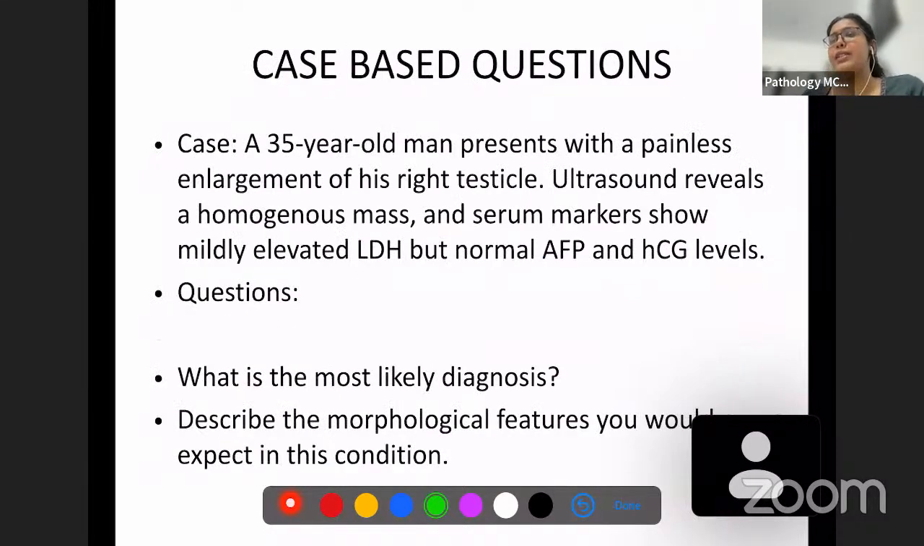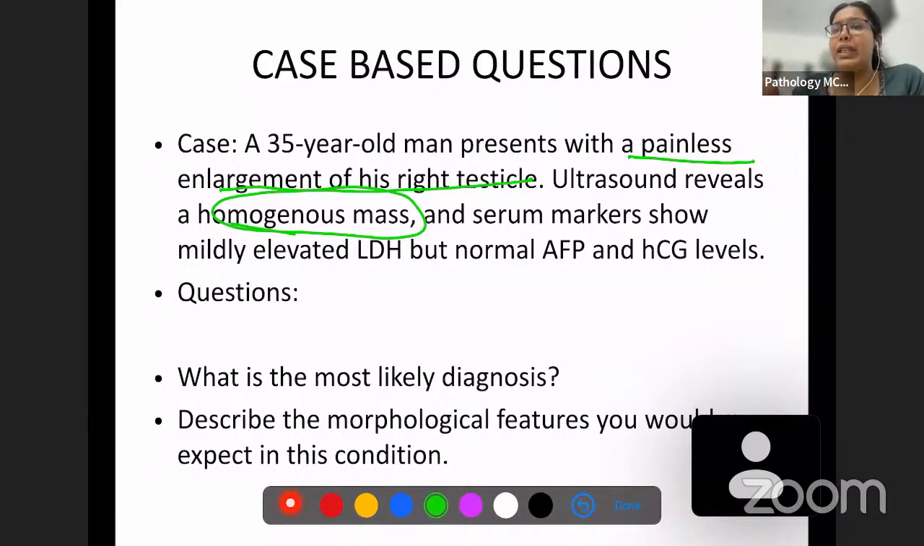Now we'll discuss certain case-based questions and a few MCQs, and we'll wrap this session up. So we have a 35-year-old man who presents with a painless enlargement of right testicle. Ultrasound reveals a homogeneous mass. So it's a tumor for sure.